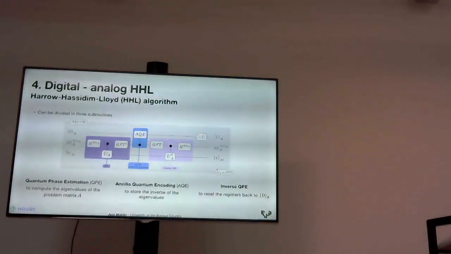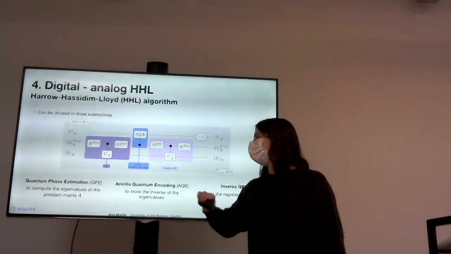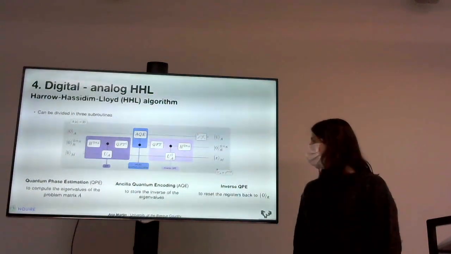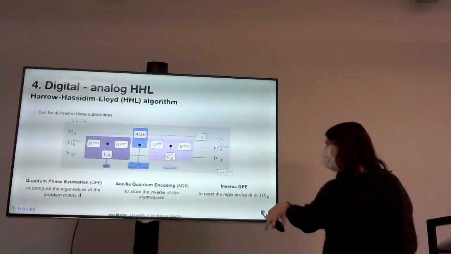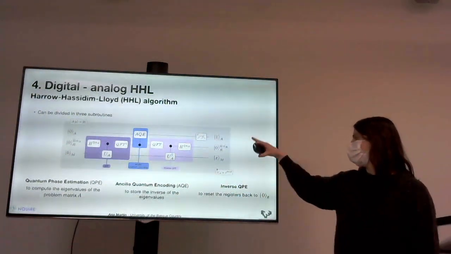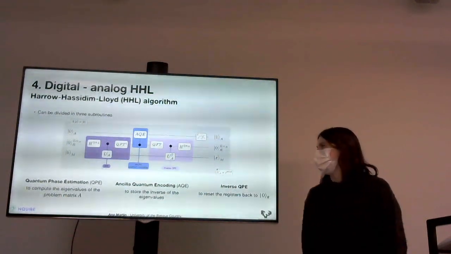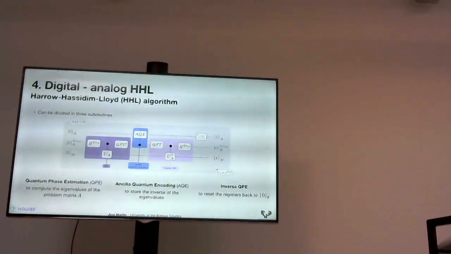It can be divided into 3 subroutines. First, the quantum phase estimation to compute the eigenvalues of the problem matrix A. The second step would be the ancilla quantum encoding, and we do this to store the inverse of the eigenvalues. And finally, we have to reset the register back to 0 in order to be able to measure just the ancilla one, the ancillary qubit, and we do this by performing the inverse phase estimation.